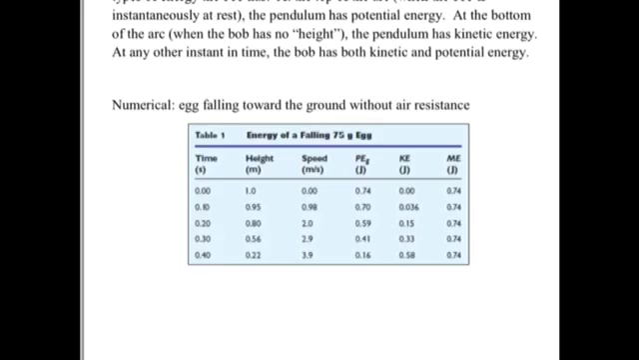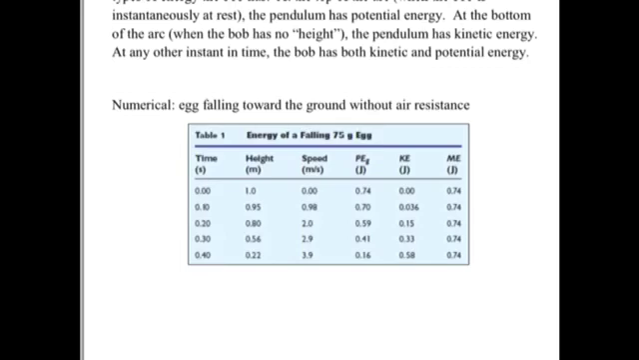An analogous, similar example to that is an object falling. When you drop an object, initially it's not moving, so it's all potential energy at the top when I drop it. As soon as I let go, it starts to move, so it picks up some kinetic energy. And it's also falling, so it loses potential energy. That's what this table is referring to right here.